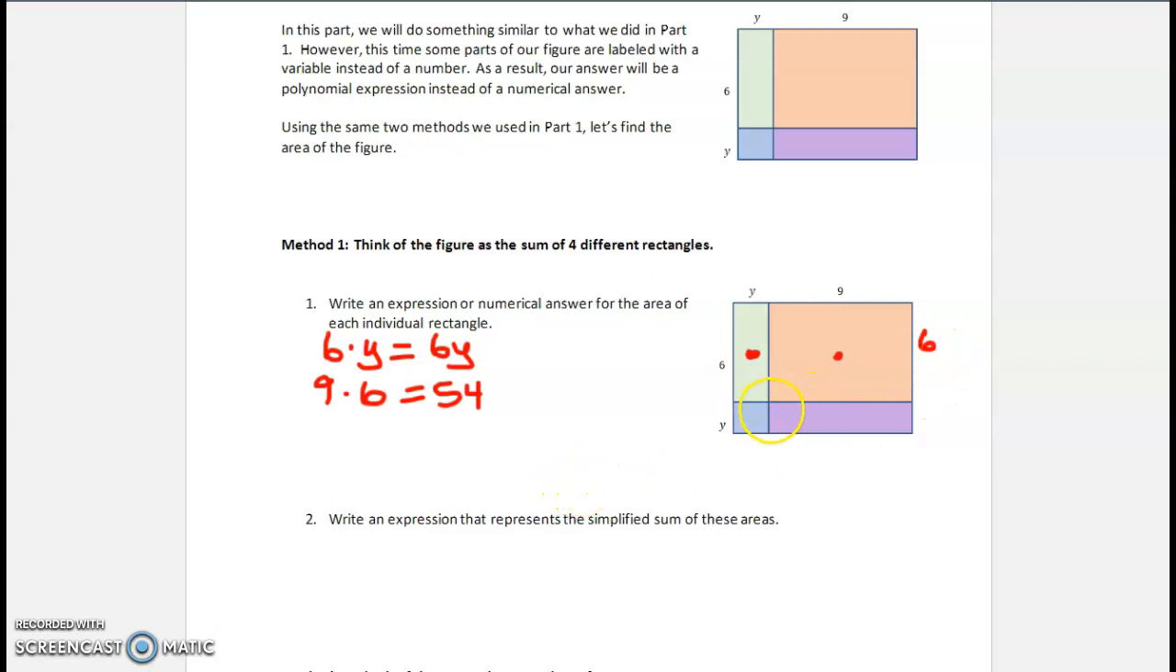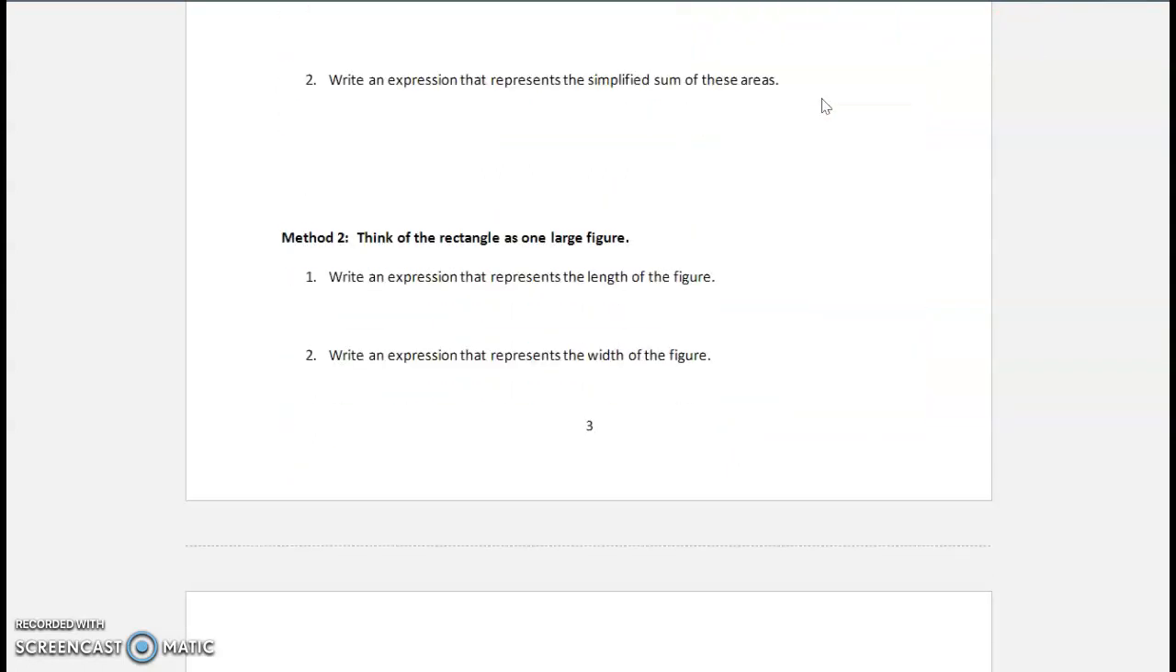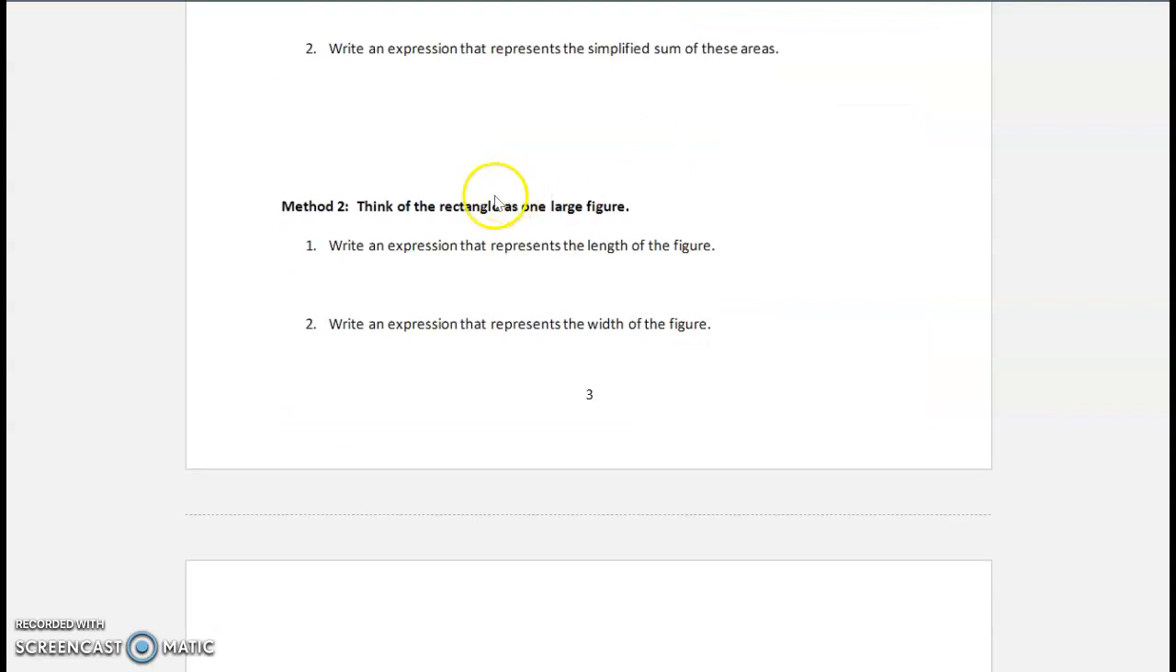Be careful, think carefully when you multiply this little bottom left blue square with a distance of y and y. We're doing the same thing we did on the first one. We're just finding the area of each of these rectangles and then writing an expression that represents the sum. So we're adding them all together, although it won't look quite as neat as that first example problem. Then we're going to do method 2.